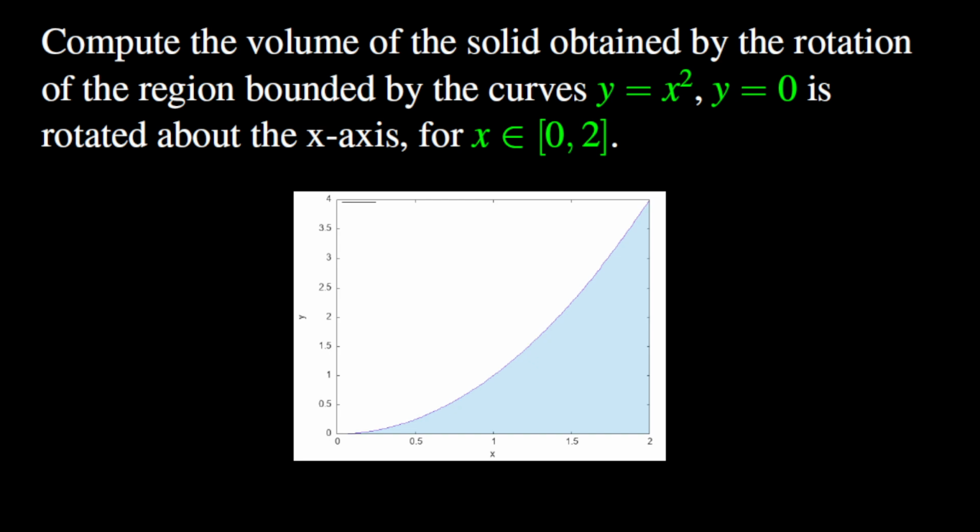When we have this type of question, it is important to have a graph of the region. This will allow us to learn more about the geometry of the problem and adopt the proper method to solve it. In this case, the region is bounded by the curve x square and the x-axis. The axis of rotation is also contained in this region. This is important because it will allow us to use the disk method to compute the volume of the solid.